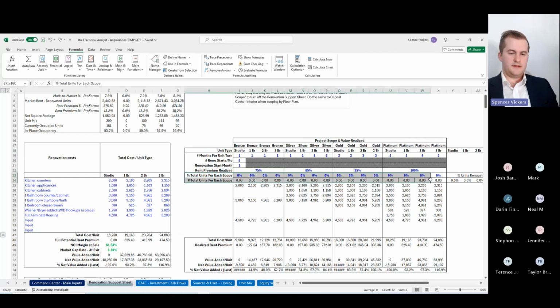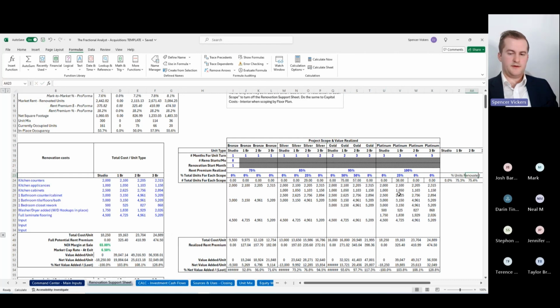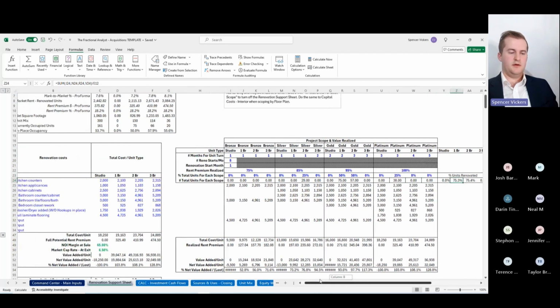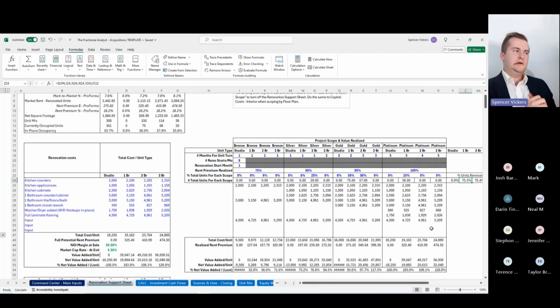And then total units for each scope. So let's say of our 2 bedrooms, we want to do 25% on silver, 50% on gold. Of our 1 bedrooms, we want to do 50% on gold, and then 25% on platinum, and then that's all we want to do. So that's going to give us the percentage of units that we're going to renovate, and that'll serve as the basis of the calculations. So all of these inputs here are really just meant to give you a place as an operator to say, this is what I think I'm going to do. Now let's go dig into the cash flows to see what that achieves.